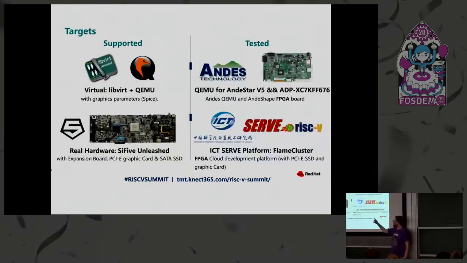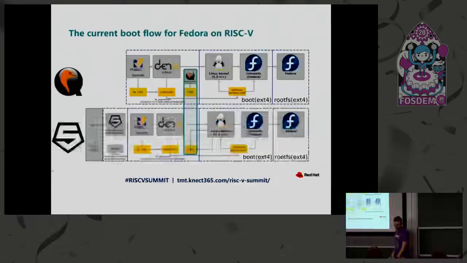So the SiFive solution with the Unleashed board and this FPGA board that does the graphics is quite expensive. The thing that's much more accessible to everyone is QEMU. With just the computer you have right now, your x86 computer, you can download QEMU and the Fedora image and run it on your computer, which is the way a lot of the work is being done right now for people bringing up RISC-V toolchains and distros and things like that.